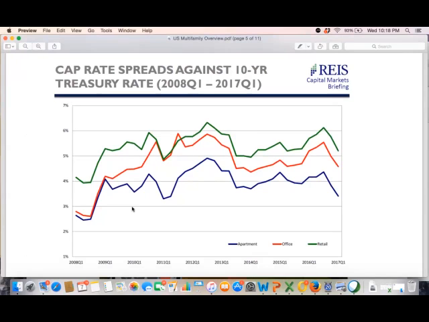I would imagine that industrial is in between apartment and office, probably close to the office line. But apartment is a favorite asset class, and we'll get into this a little later, but why is that? First off, people have to live somewhere. Even if they're unemployed, you may get a decline in household formation, right? You may have people move in with one another. People may stay at home longer.